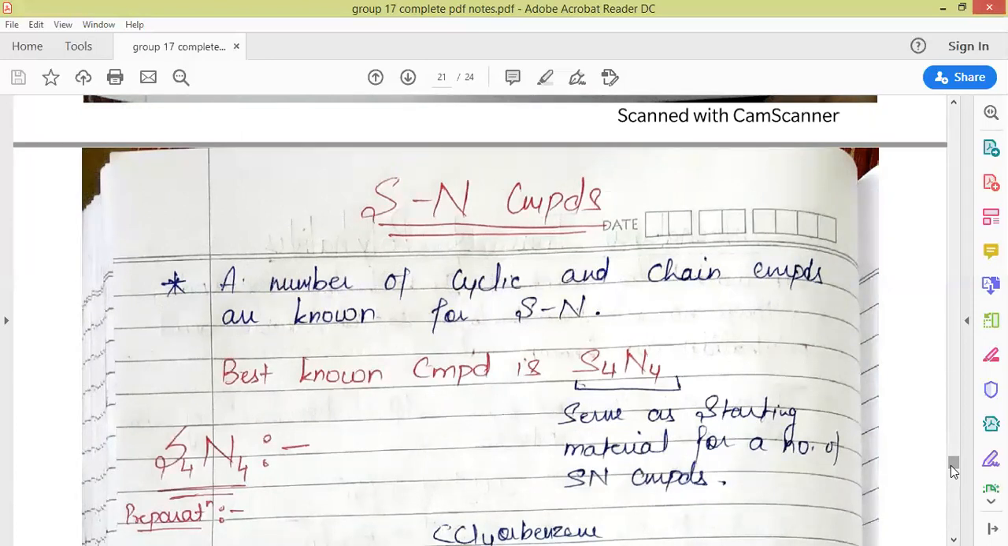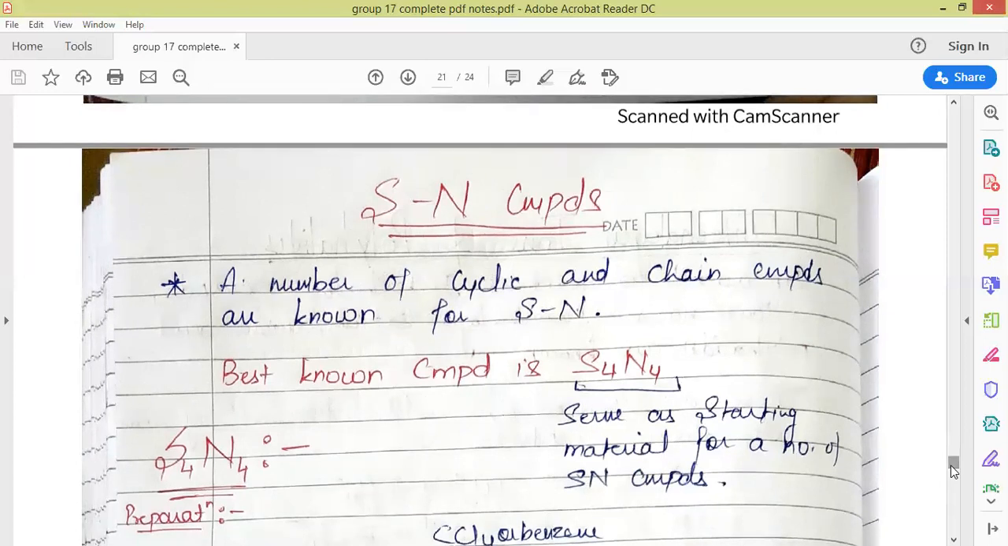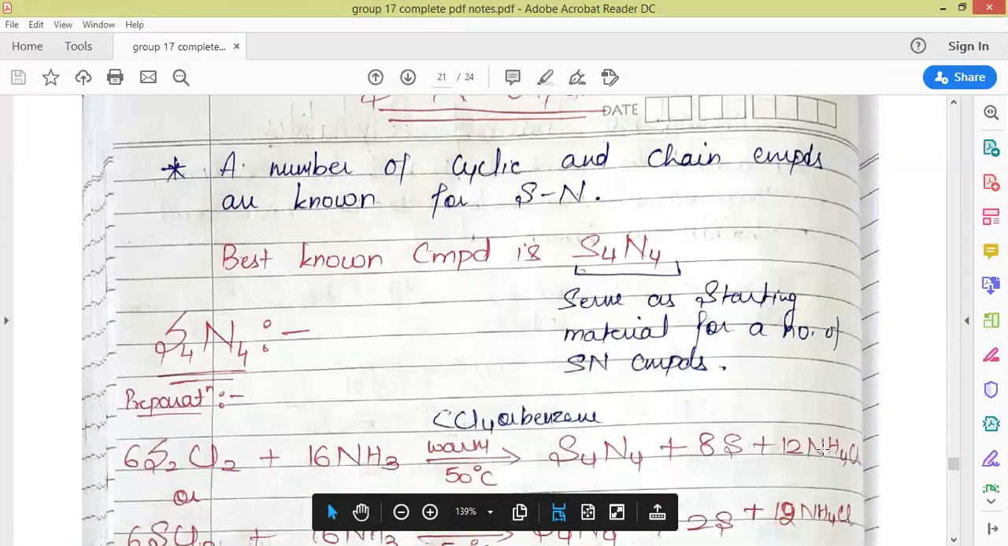nitrogen. A number of cyclic and chain compounds are known for sulfur and nitrogen. Best known compound out of this is S4N4. It serves as starting material for a number of SN compounds.